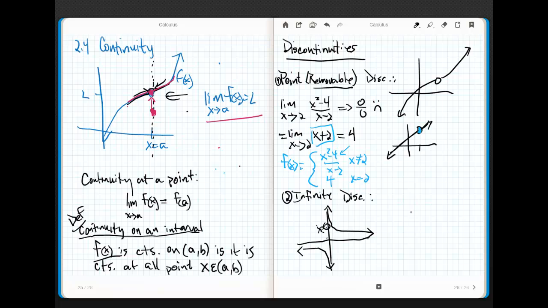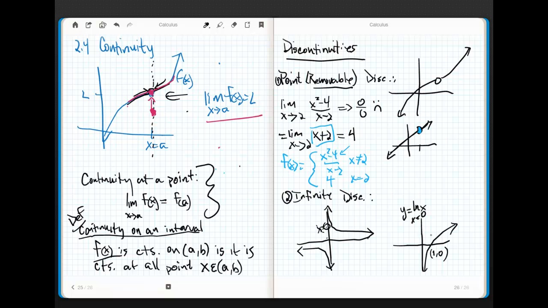Now, let's be really careful here for just a second. Let's talk about y equals the natural log of x. We know what that looks like. It looks like this, passes through the point 1 comma 0. The question that you have to ask yourself, okay, does this function, y equals ln of x, have a discontinuity at x equals 0? Well, the function isn't defined at x equals 0. So of course it has a discontinuity. There's no limit. I can't talk about a limit. If I can't talk about a limit, then I can't talk about continuity.